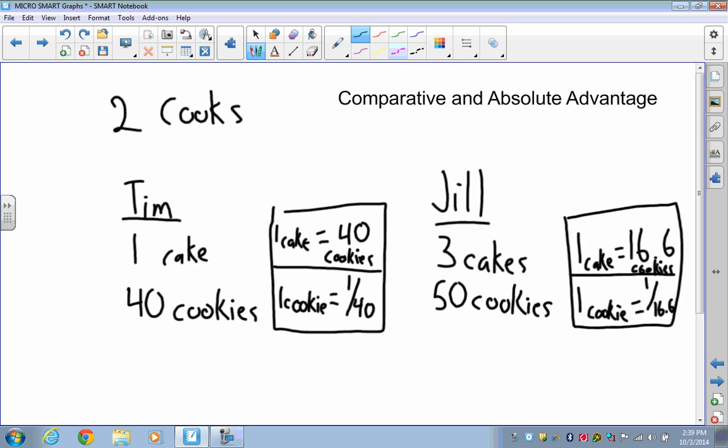Although, Tim, one cookie costs him 1/40th of a cake, whereas Jill, it's 1/16.6 of a cake. Which one is cheaper? What's bigger, 1/16 or 1/40th? 1/16 is bigger. Therefore, the correct answer is Tim, which means what should Tim make? Tim should make cookies. Jill should make cakes. And they'll both what? Benefit from trade. Both get more of each.